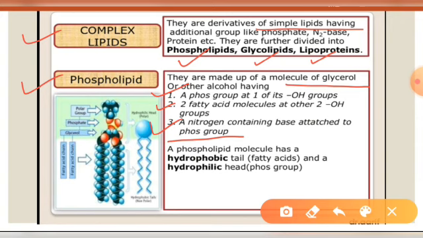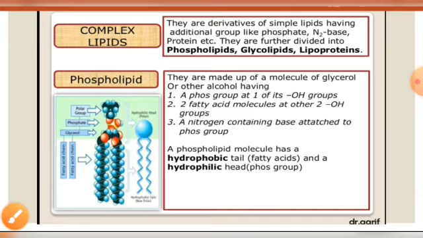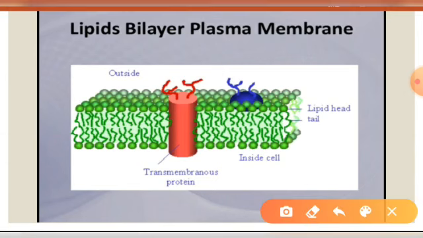So we can say that phospholipids have one glycerol molecule, two fatty acids, one phosphate group and one nitrogen containing base. And these phospholipids form our cell membrane, and they have two parts. One is the long hydrophobic tail which is formed of fatty acid, and the second is the hydrophilic head which is formed by the phosphate group. And we all know that these phospholipids are present in a bilayer, and they are an important component of our cell membrane. Our cell membrane is formed of phospholipids.